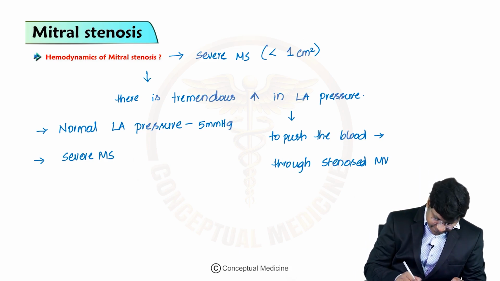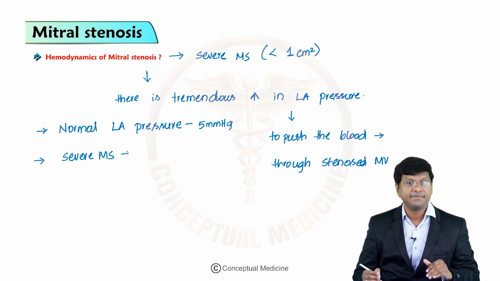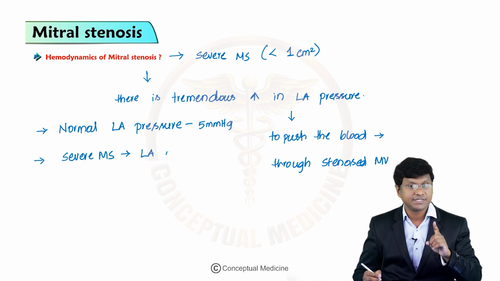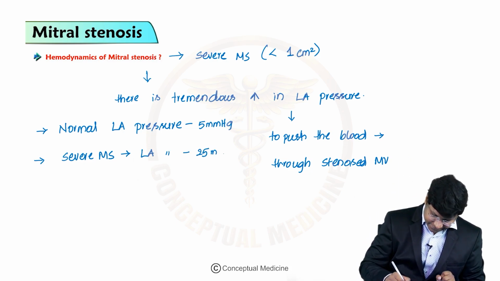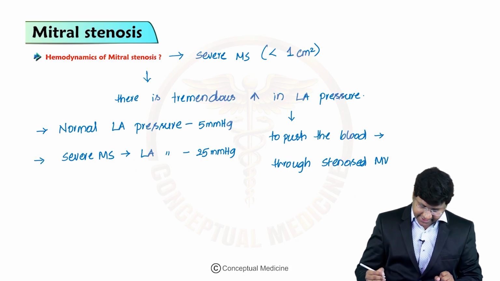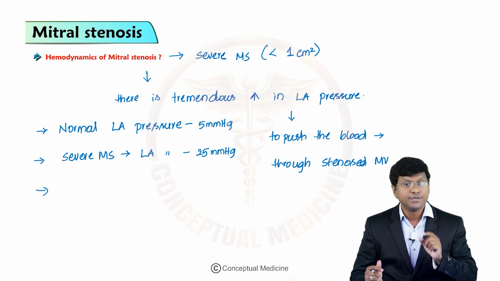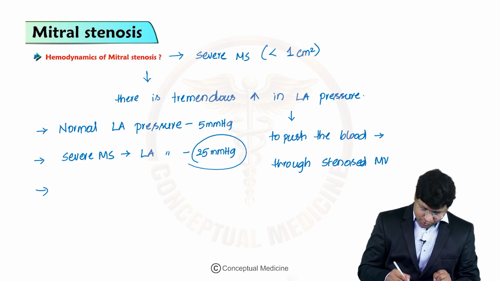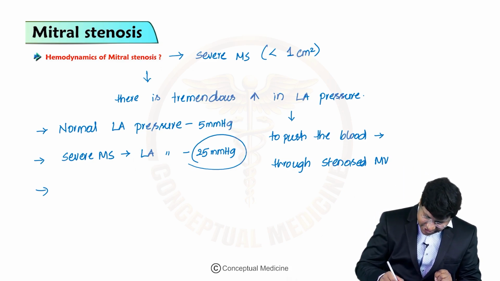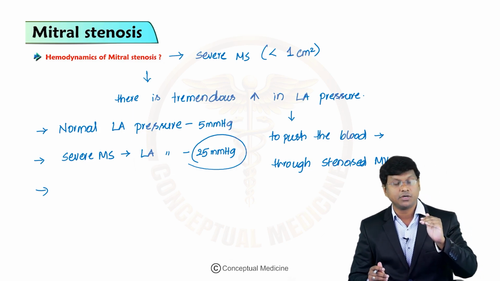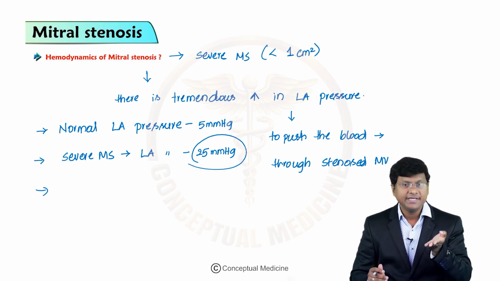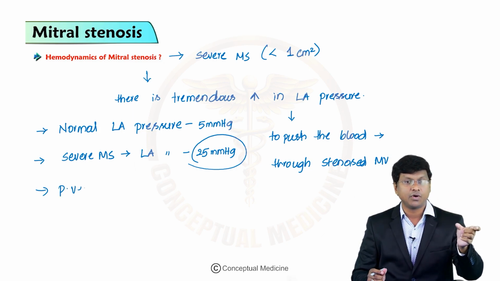But in case of severe mitral stenosis, the left atrial pressure increases to 25 millimeters of mercury to maintain the normal cardiac output. So now in this pressure what will happen? The left atrial pressure is almost 5 times increased. So that increased left atrial pressure will be reflecting back onto the pulmonary veins.